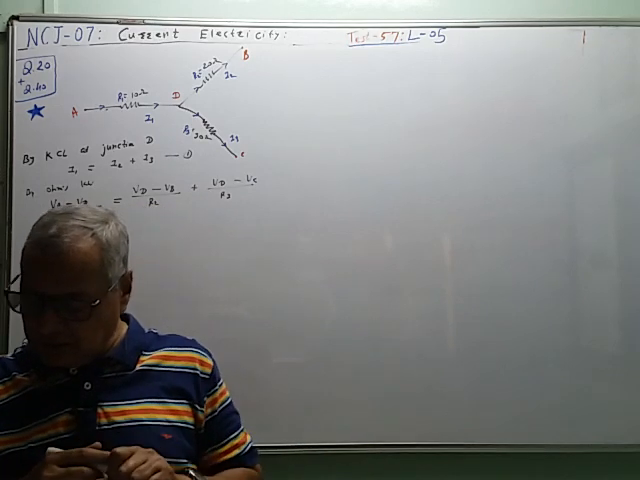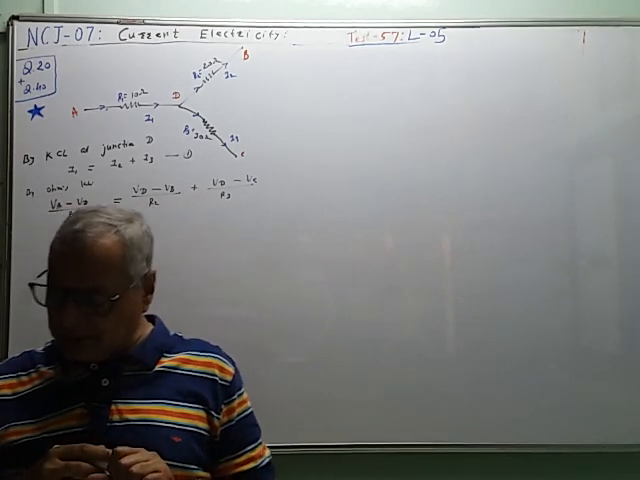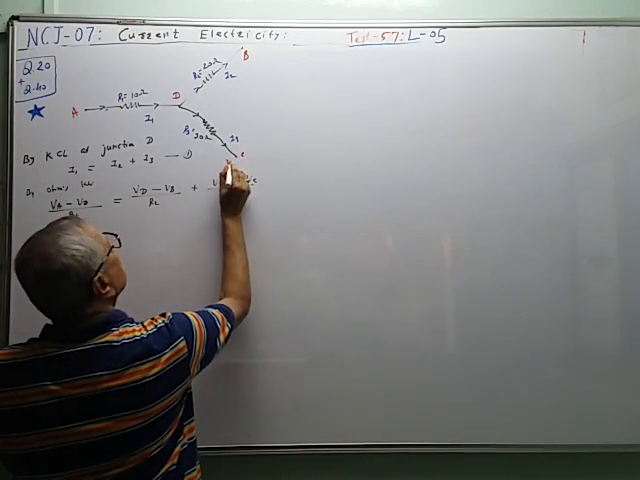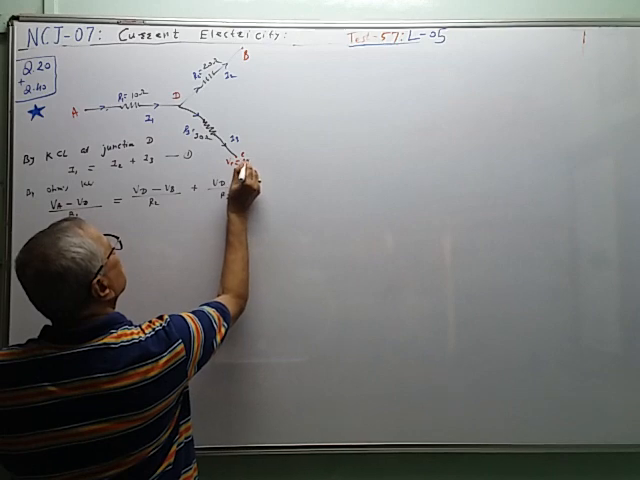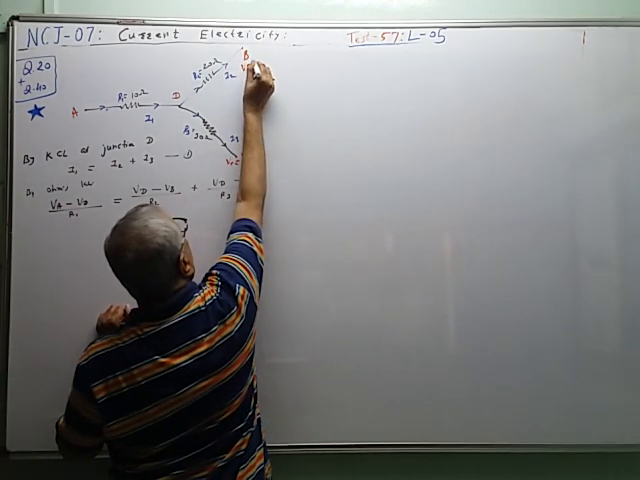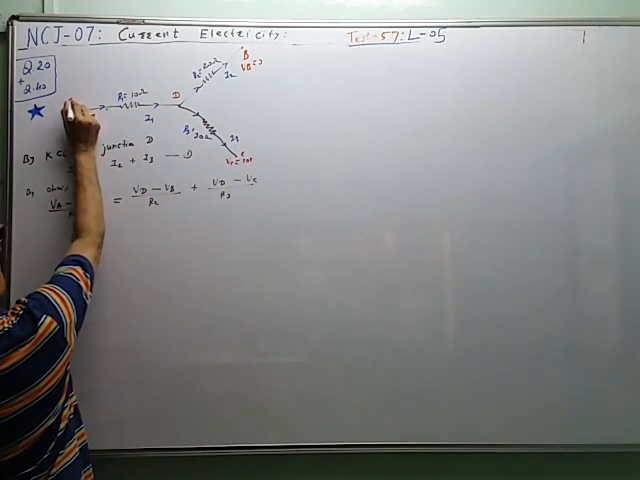70 volt, B point of potential 0, and C point of potential 10. So VC is equal to 10 volt, VB is equal to 0 and VA is equal to 70.